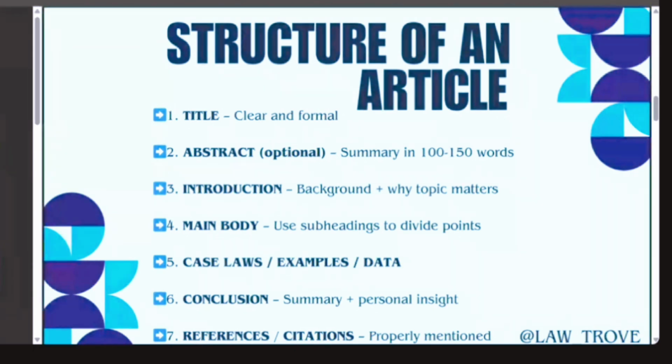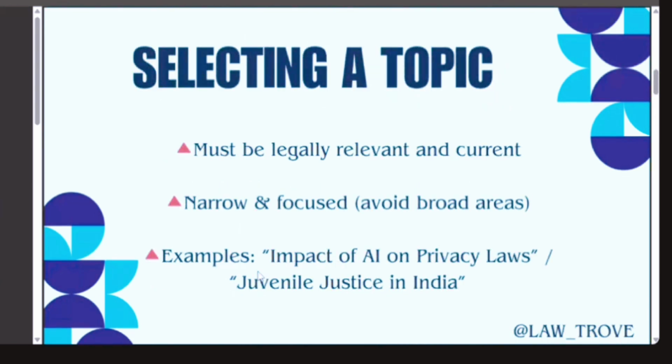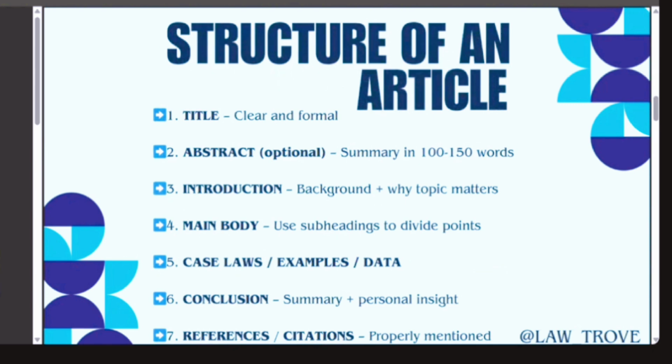Then for the structure of an article, this is the basic body of your article. Your article should contain a title, which should be clear and formal. Try to use fewer words, and the title should say what you are going to talk about in your article. For example, as I have mentioned here, impact of AI on privacy laws. In this article, I will discuss privacy laws and the impact of AI on privacy laws. So with the title, it is easily understandable what is written inside the article. So try to choose a title which is clear and formal.